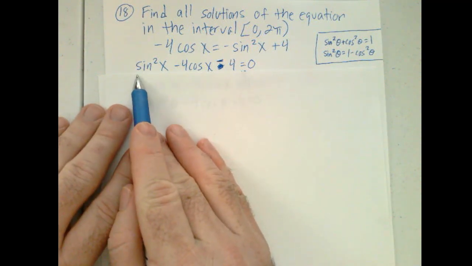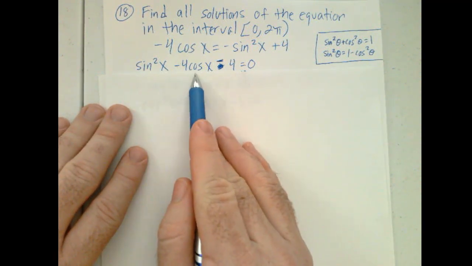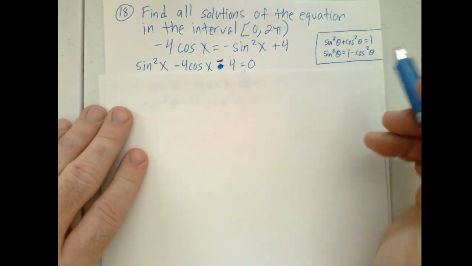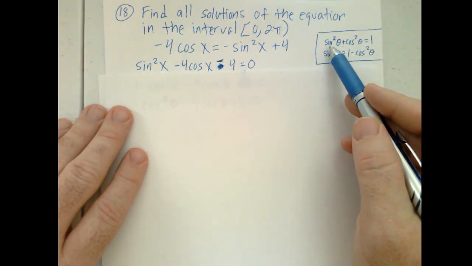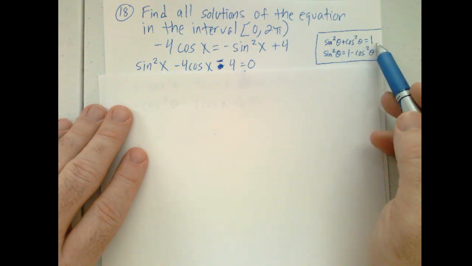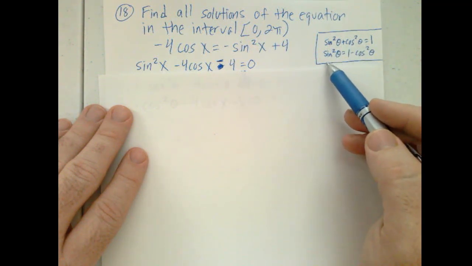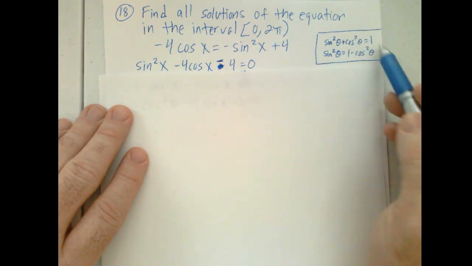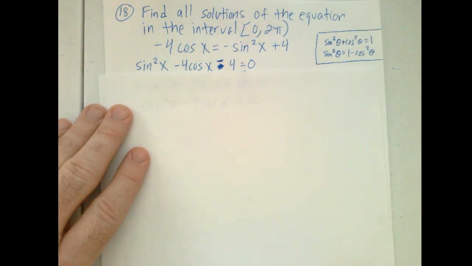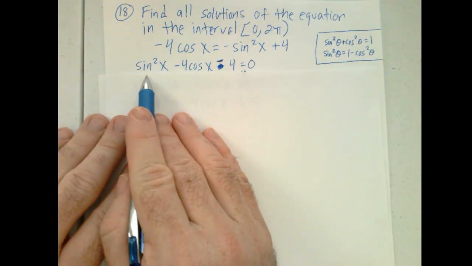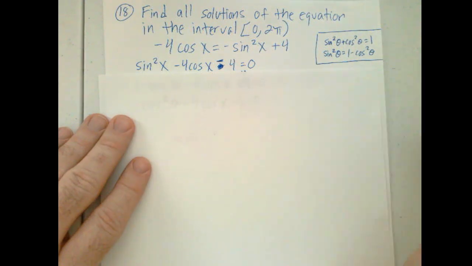And that gives us sine squared x minus 4 cosine x minus 4 equals 0. Now what we're going to do is use the Pythagorean identity, sine squared theta plus cosine squared theta equals 1, and if we solve that equation for sine squared theta, we get 1 minus cosine squared theta over here. This is something you should have memorized. So we're going to substitute in 1 minus cosine squared theta for this sine squared x. X and theta are the same, it doesn't matter.